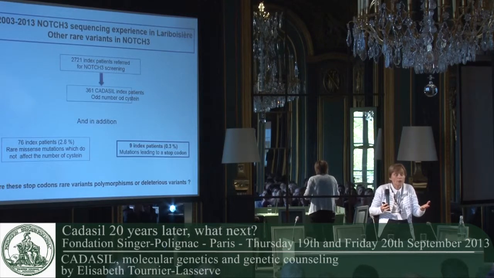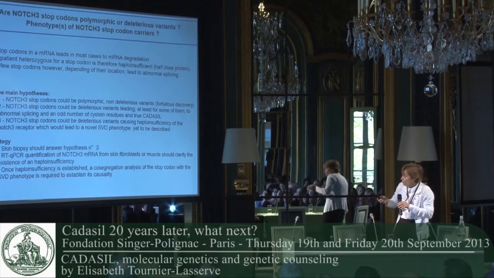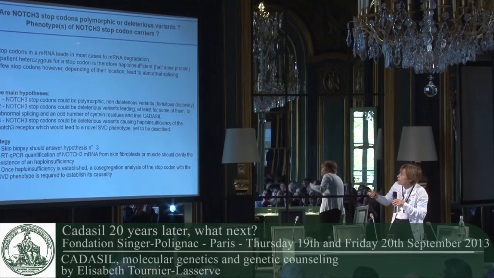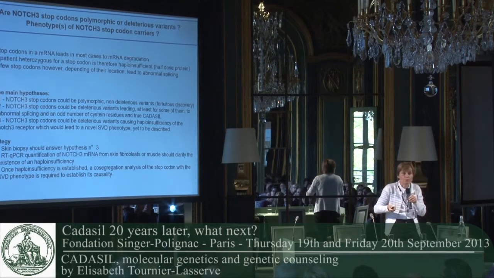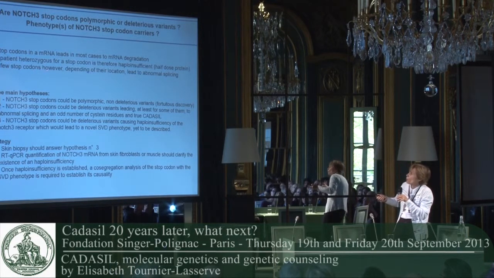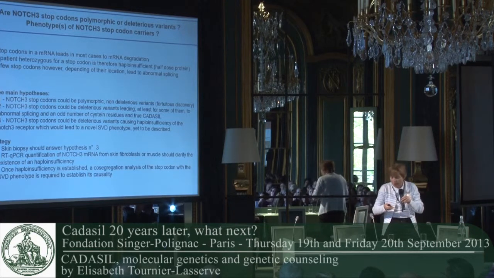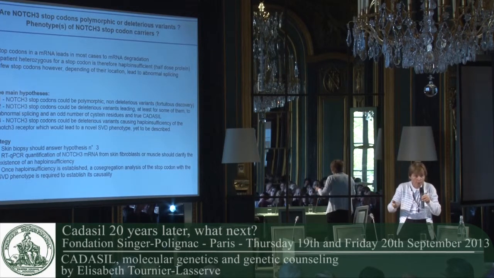So the main question is whether those variants, which in most cases would lead to haploinsufficiency, are deleterious or not. This is what happens in the vast majority of stop codons, so you would expect half dose in the vast majority. The problem is that a few stop codons, like the missense, can lead to abnormal splicing. So again, three hypotheses. First hypothesis: a stop codon and haploinsufficiency is not deleterious.